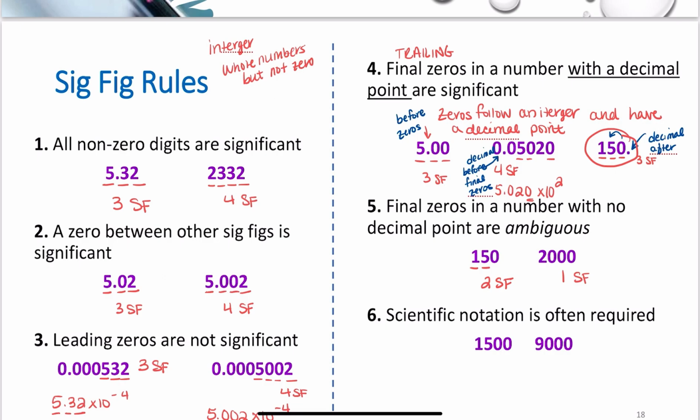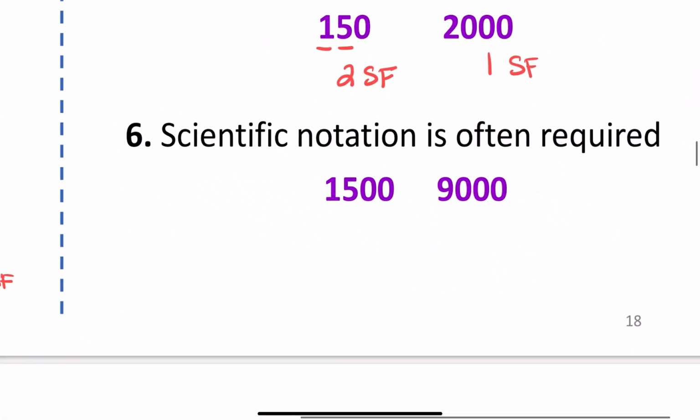Sometimes scientific notation is required. What if I wanted to express 1500 to 3 sig figs? This is currently showing 2 sig figs, right? What if I wanted 3 sig figs? I would have to put this into scientific notation: 1.50 times 10 to the third.